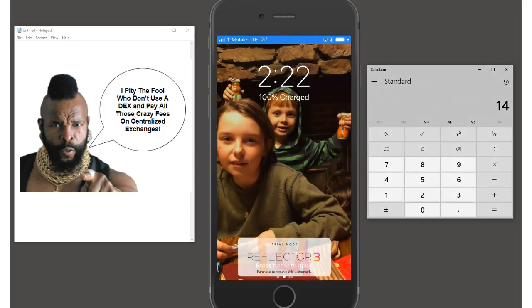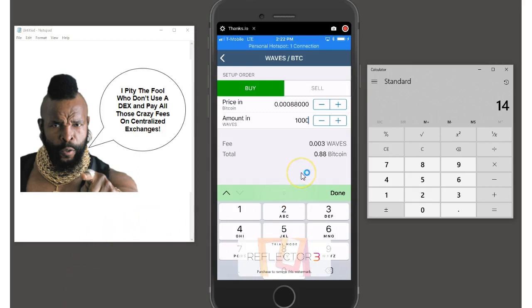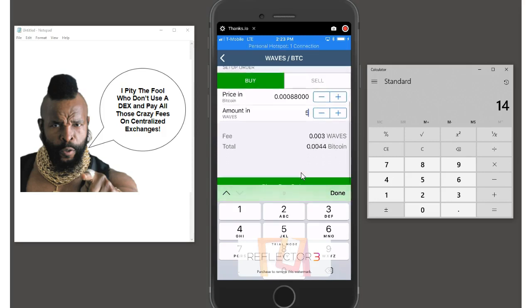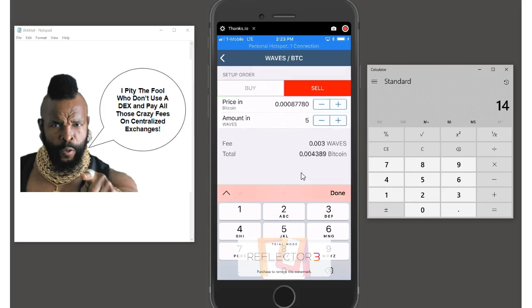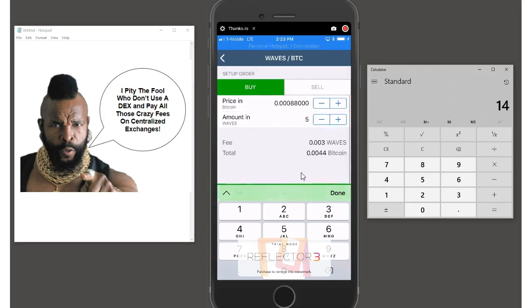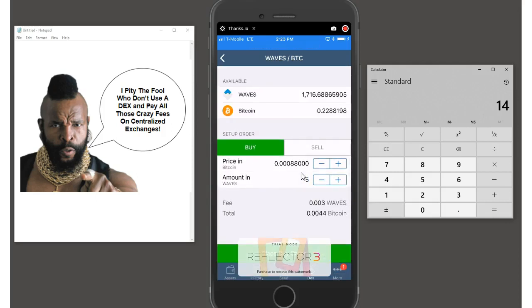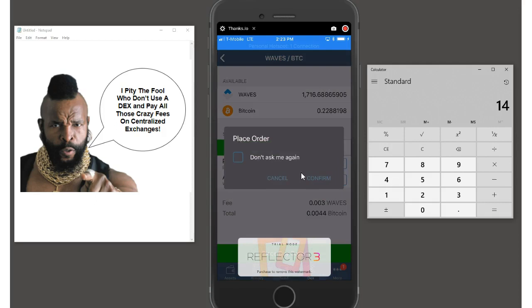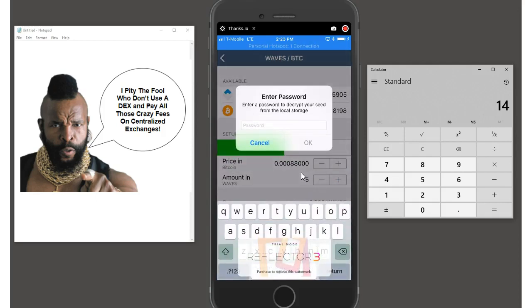So let's bring this up here. Got to get the kids off the screen. And let's just go ahead and execute. I'm going to buy 5 Waves. It's the same price whether you buy or sell. Click done. I'm going to place my buy order. Confirm. Wants my password. No big deal.